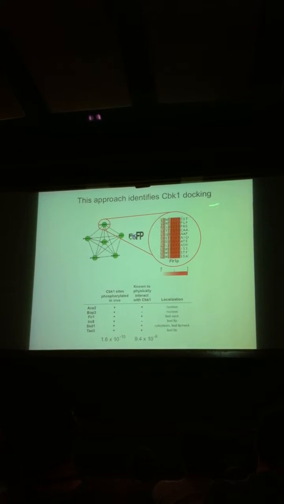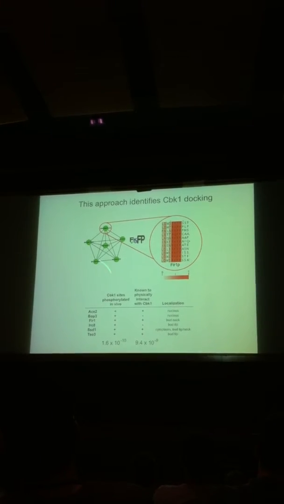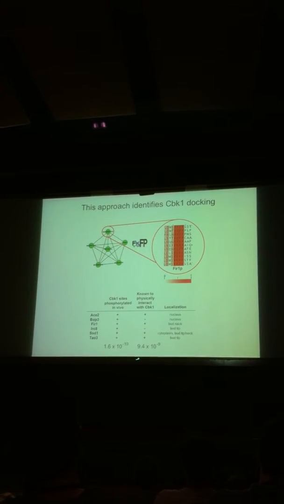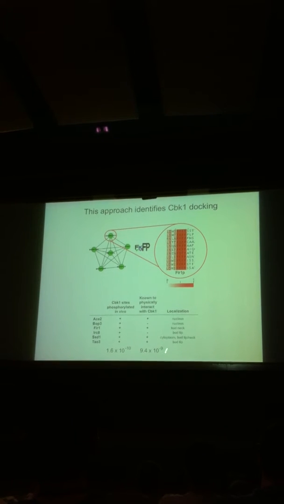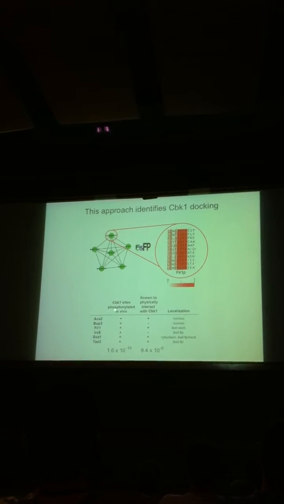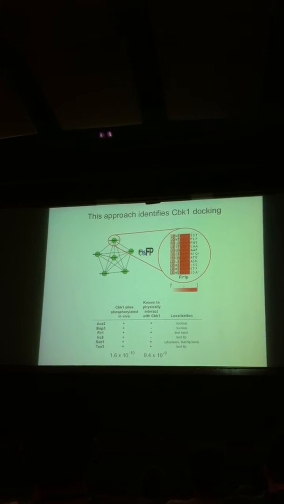This approach identified the CDK1 docking motif, in a cluster of 6 proteins. 4 of those 6 had previously been known to physically interact with CDK1, so the probability of that happening by chance is very small. All of these proteins are phosphorylated at CDK1 sites in vivo. About 130 proteins are known to be phosphorylated at that site by mass spec, so the probability of that is also very low.